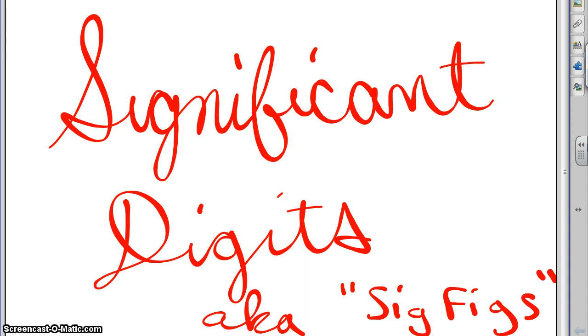Now, little disclaimer here, you'll often hear me refer to sig figs. The reason for that is sometimes we call them significant figures because sig fig rhymes and it's cool and awesome. So a lot of chemistry teachers call them sig figs, even though it doesn't really make a whole lot of sense. So bear with us.